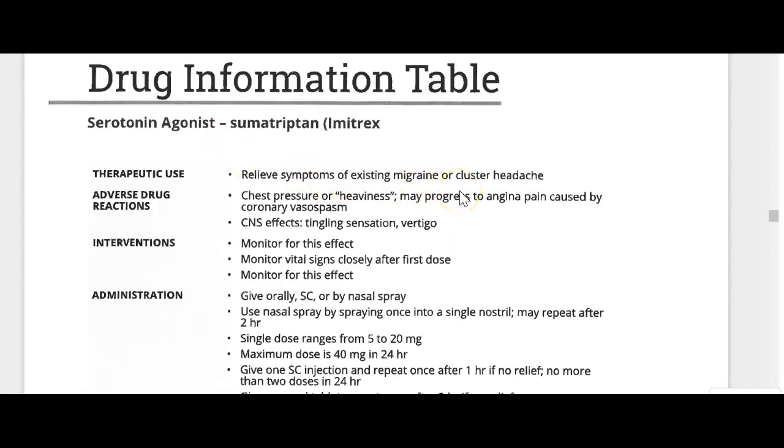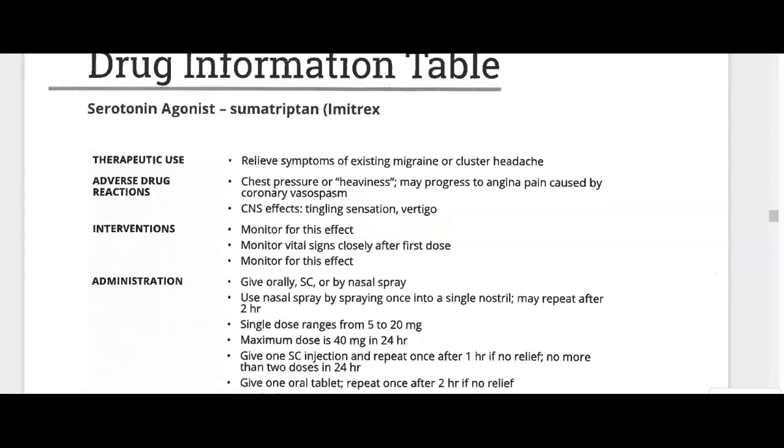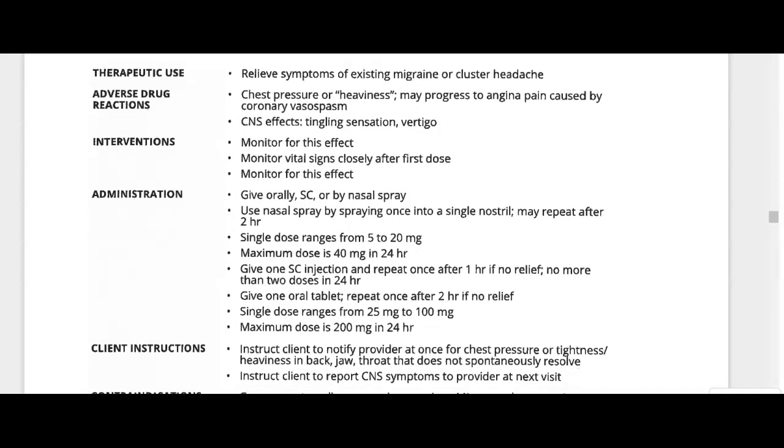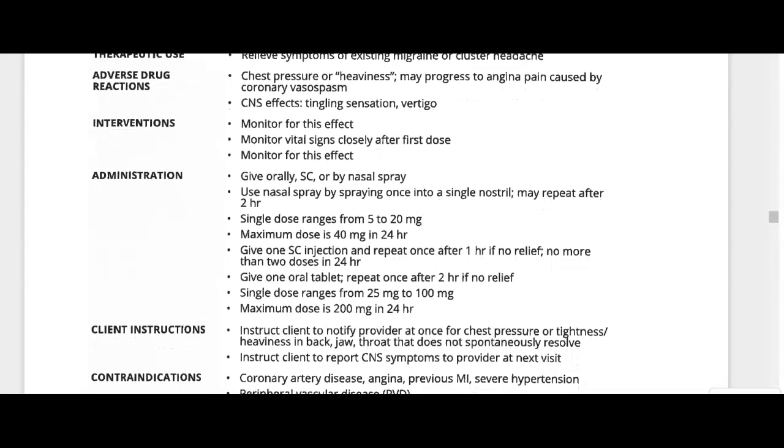However, anytime we cause vasoconstriction, it also has an effect on the heart. And this is what causes the chest pressure and heaviness. So that is the main safety alert for the serotonin agonists that are used to treat migraine headaches. It's the chest pressure, heaviness, and the cardiac effects. There are also some CNS effects, of course, and they are the tingling and vertigo, and that's because of the CNS stimulation. So our interventions would include monitoring vital signs.